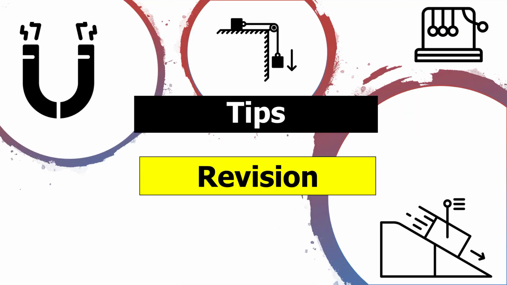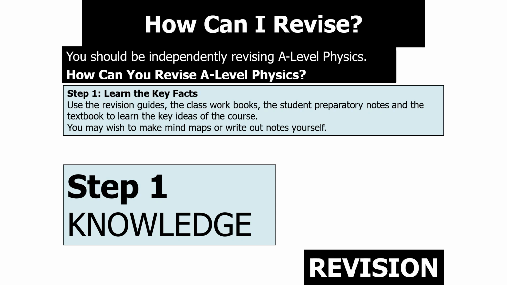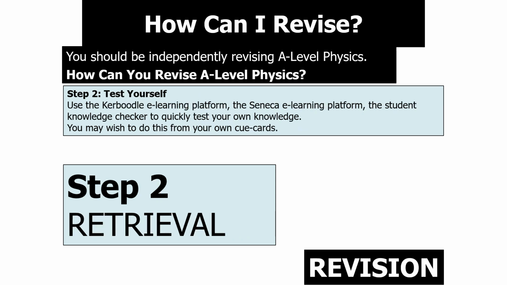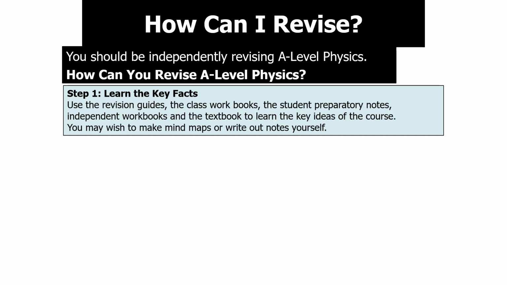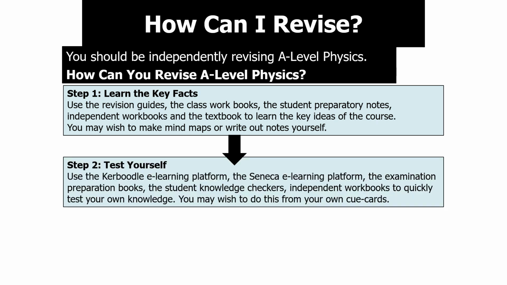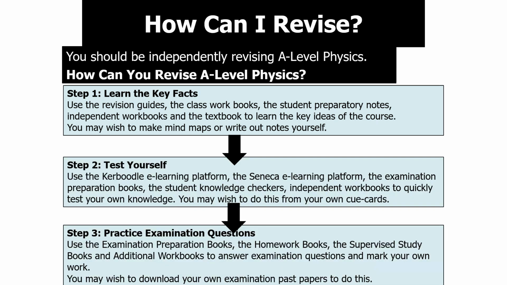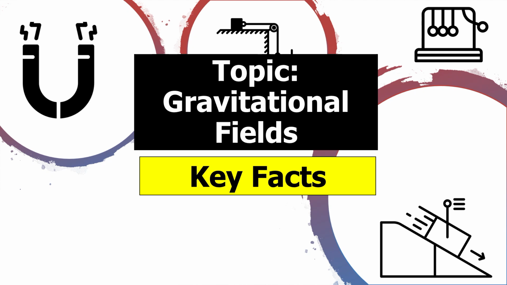How should you be revising for A-Level AQA Physics? Firstly, you should be learning the key facts, so use revision guides, class workbooks, student prep notes and the textbooks to learn the key ideas of the course. Then test yourself. Use the Caboodle Knowledge Platform, the Seneca Learn Platform and the Student Knowledge Checker to quickly test your own knowledge. Finally, practice exam-style questions. Use exam prep books, homework books, supervised study books and additional workbooks to answer exam questions and mark your own work. So the three steps of preparing for the exams are: learn the key facts, test yourself and practice exam-style questions.